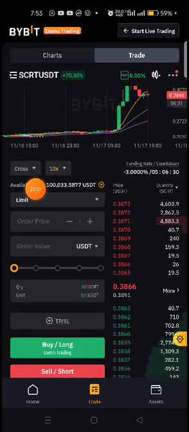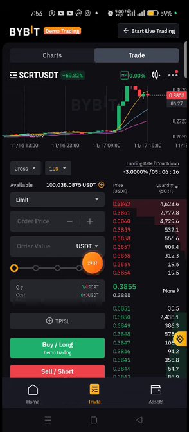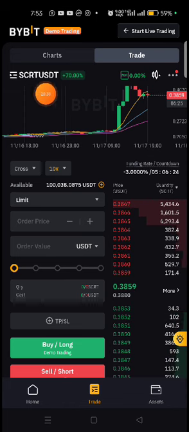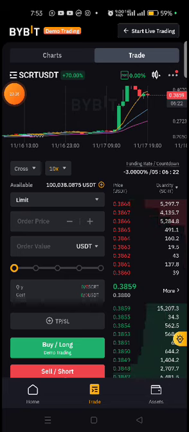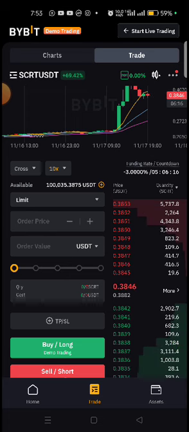This cross means you want to use all your capital to be at stake, which could actually be good money management if you're trading with a very little percentage, like 1, 2, or 3, at most 5% of your total capital. But if not, it's going to be very risky. You can lose all your money. Or you put it on isolated.